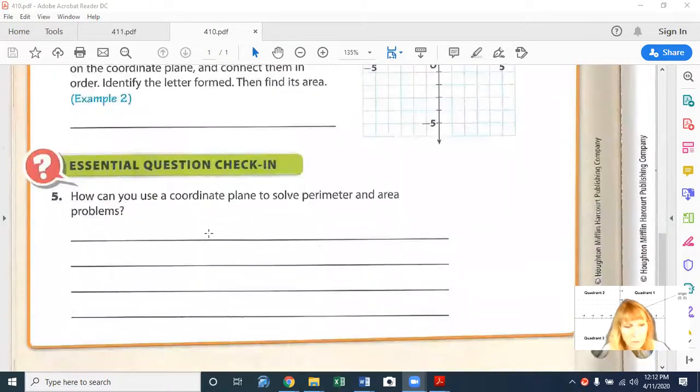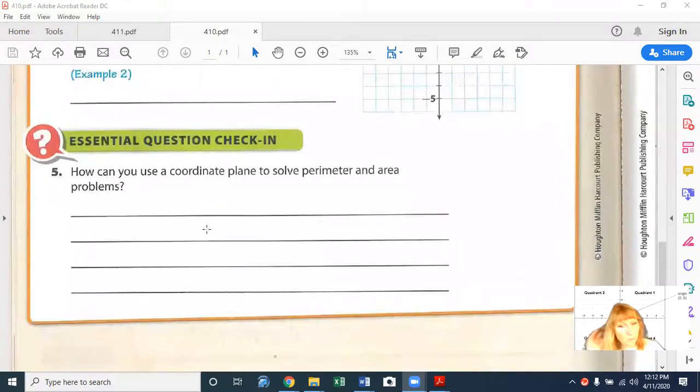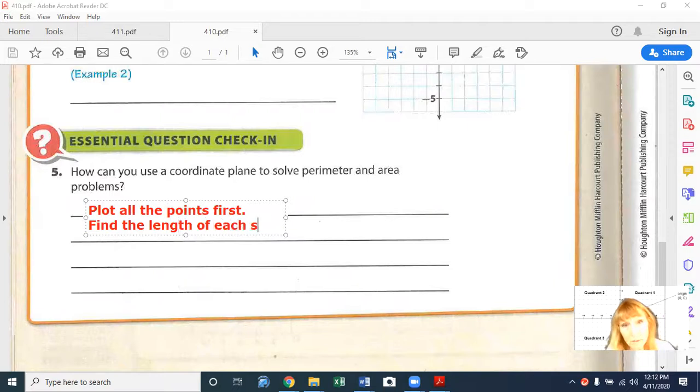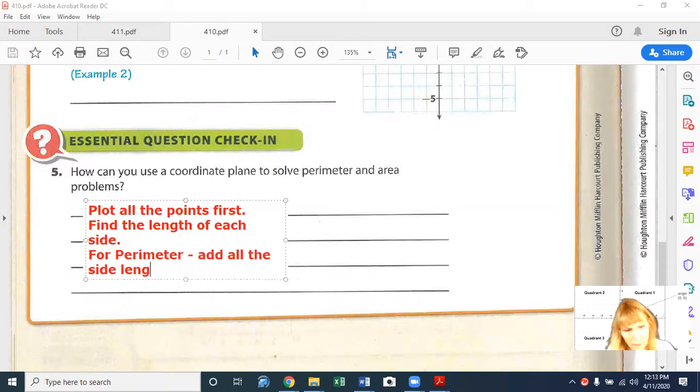Number 5, how can you use a coordinate plane to solve perimeter and area problems? Well, how can you do it? You're going to plot all the points first, right? You want to do that first. Then you have to find the length of each side, right? So for perimeter, you have to add all the side lengths. Move this, make it longer.